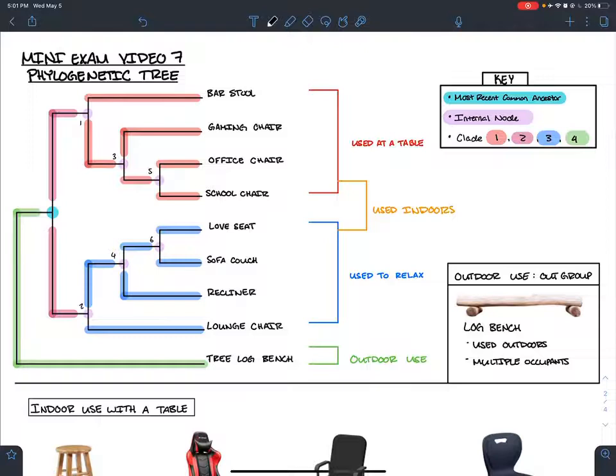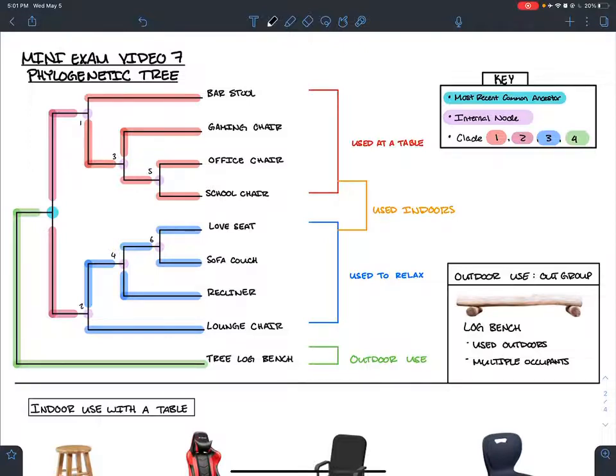The next 2 clades separate within the indoor clade at internal nodes 1 and 2. The orange clade includes chairs that are accompanied by tables, while the blue clade includes chairs used for relaxation without a table. Within the orange clade, there are internal nodes 1, 3, and 5. Anagenesis occurs at internal nodes 1 and 3, resulting in the speciation of the bar stool and gaming chairs, respectively. Cladogenesis occurs at internal node 5, resulting in the speciation of school and office chairs.